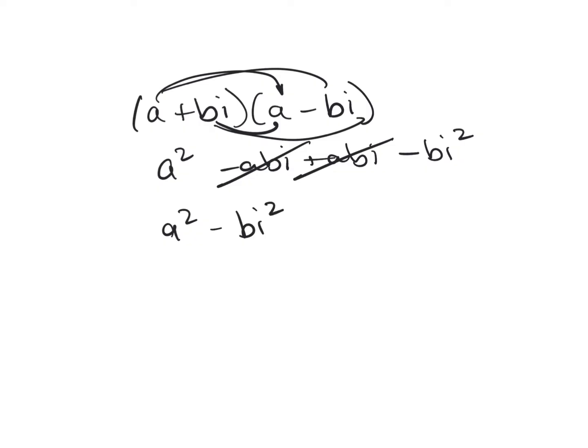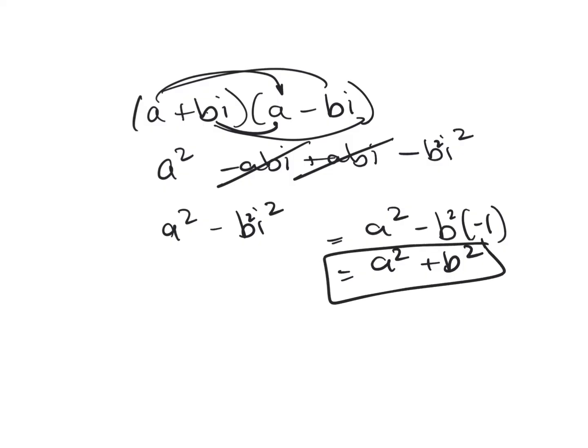And i squared is the same as negative 1. So this should be b squared i squared, sorry. Drop that. There's two b's there. Negative 1, so this is a squared plus b squared. Take the first thing squared plus the second thing squared. Boom, you get it. So if you multiply two conjugates together, you end up with just a real number, no i. You get rid of the i, and that is the key, is to get rid of the i.